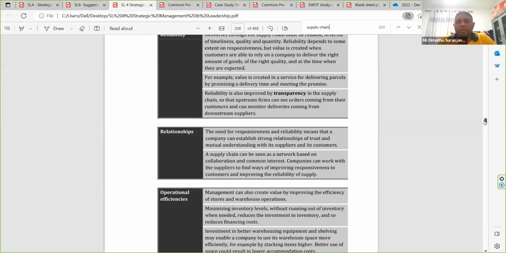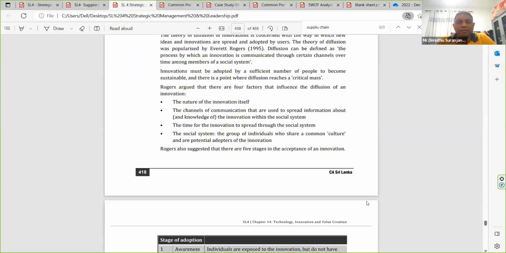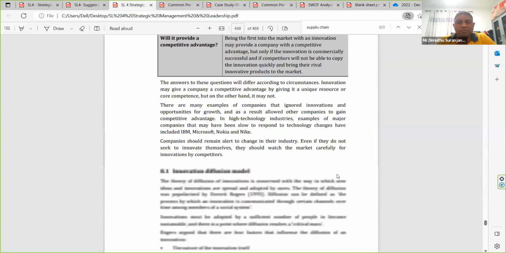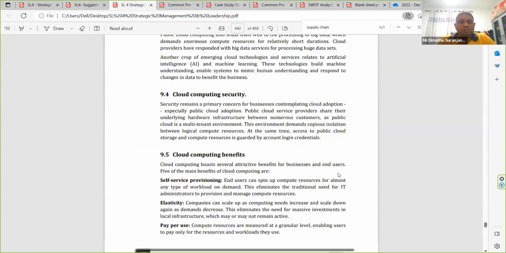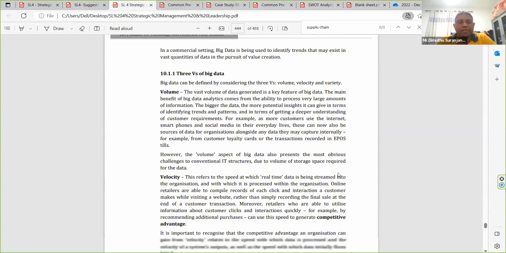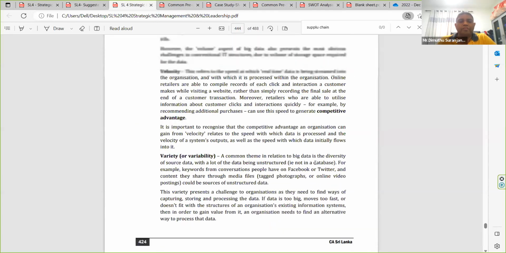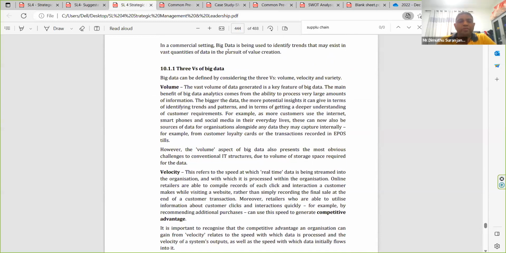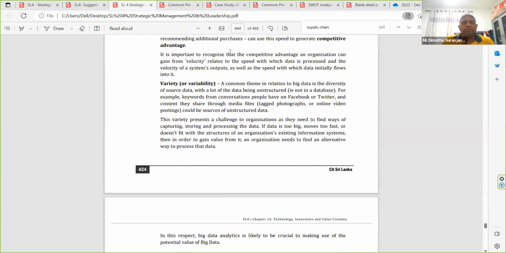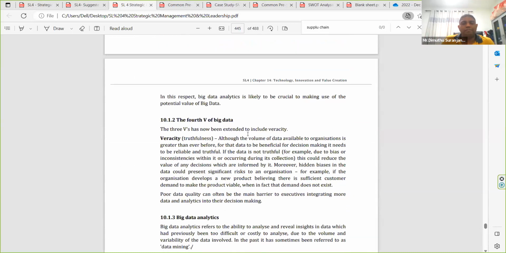Again, theory. If you go to the theory part, this is there, big data. Here see this: volume, velocity, variety, then veracity. These are the 4 things you have to look at here. Volume: the vast volume of data generated is a key feature of big data. Velocity: this refers to the speed at which real-time data is being streamed into the organization. Variety: diversity of source data. Veracity: whether data is true or not.